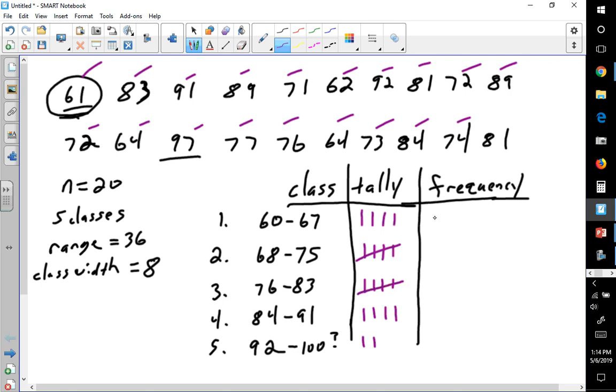So the first class has 4, the second has 5, 5, 4, and 2. So those are our frequencies. So this is a frequency distribution. It tells how our data is distributed, hence a distribution, among the different categories.